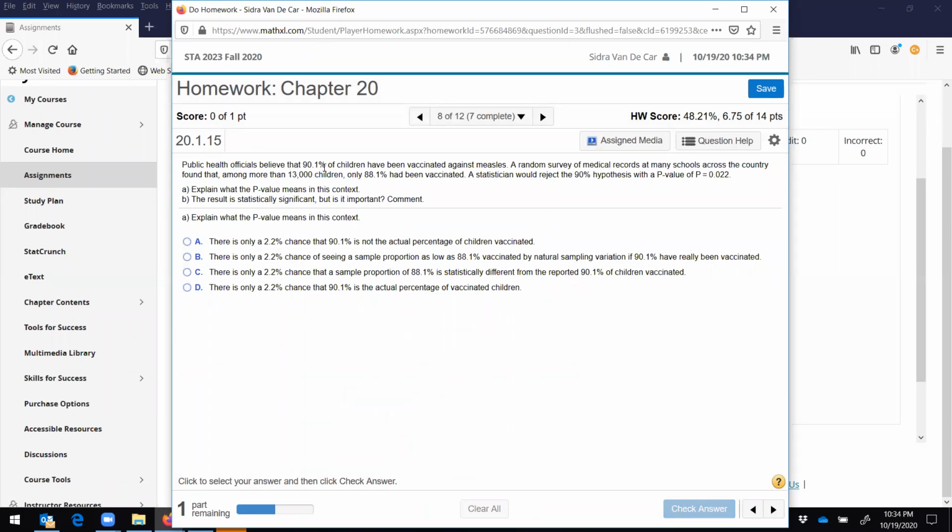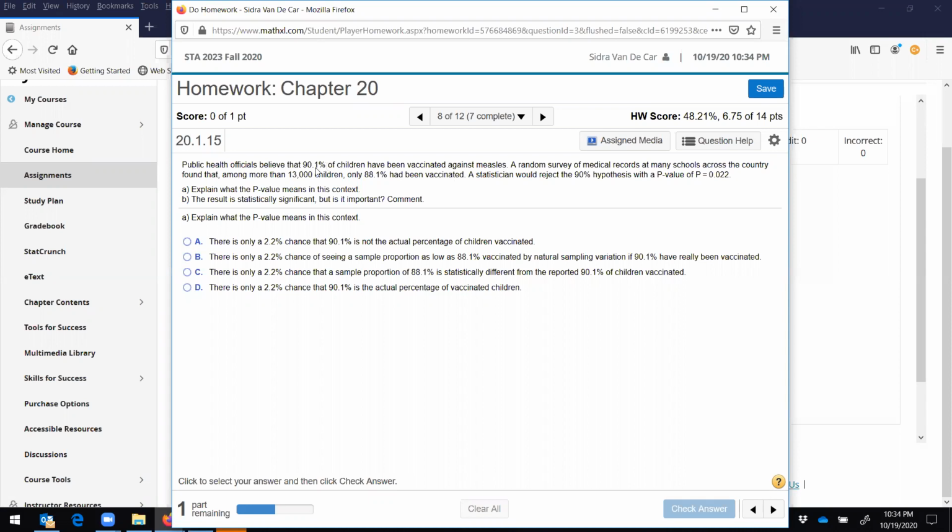Public health officials believe that 90.1% of children have been vaccinated against measles. A random survey of medical records at many schools across the country found that among more than 13,000 children, only 88.1% have been vaccinated. A statistician would reject the 90% hypothesis with a p-value of 0.022. Explain what the p-value means in this context.